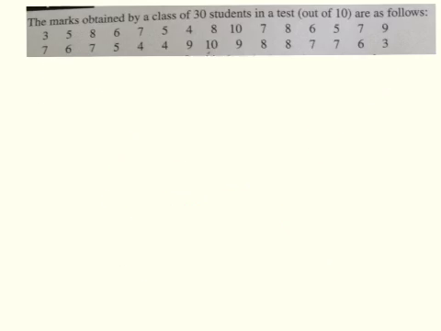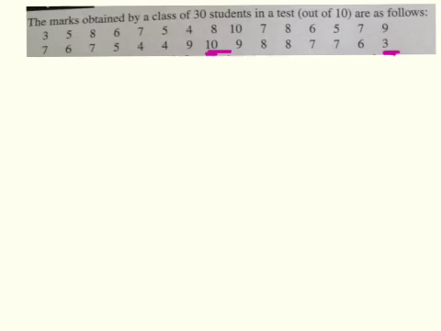Okay, so let's say we have a data set like this. These are marks from a class of 30 and they've done a test out of 10. We can see just by looking at these that the lowest test mark here would be a 3. There's a couple of those. And the highest, we've got some people that have got 10 out of 10. So we now need to organise this into our frequency distribution table.